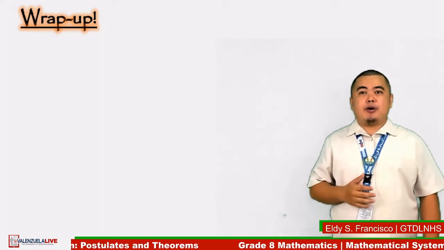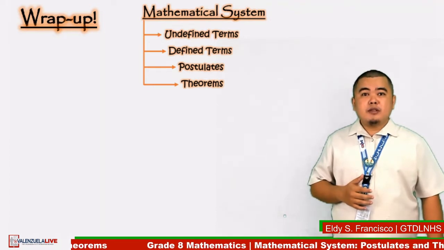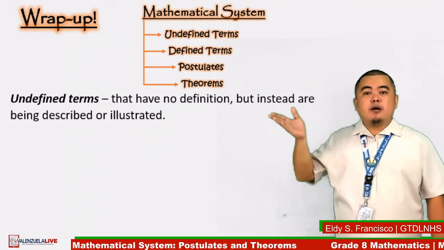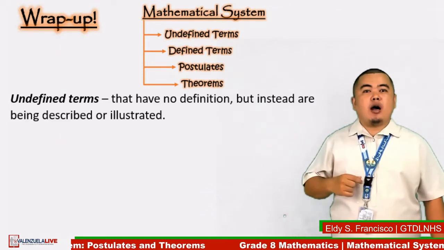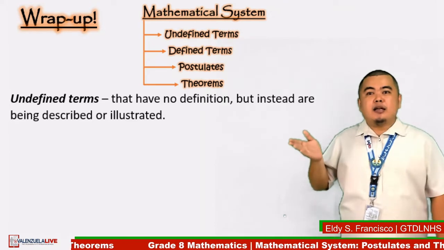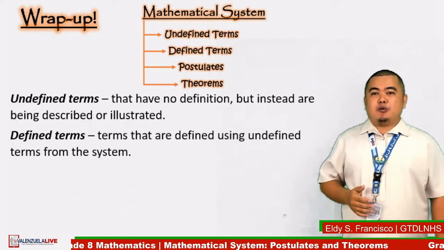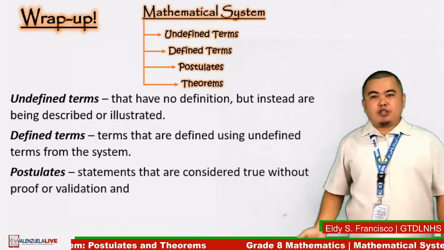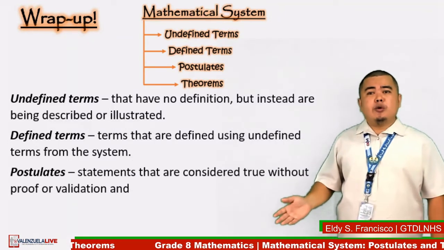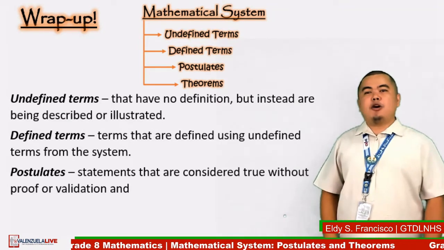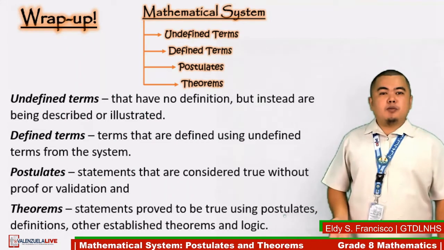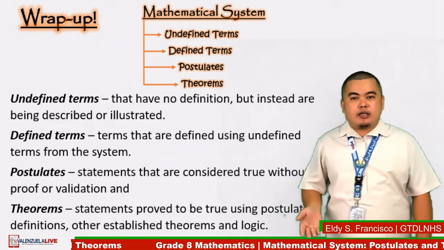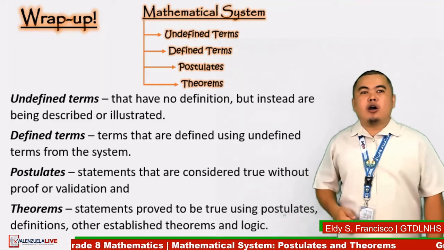Now, to wrap up our discussion today, which you can also take a screenshot of, the following important things to remember. So we have the mathematical system. A system composed of what? Composed of the following. We have the undefined terms that have no definition, but instead are being described or illustrated. And we have the defined terms, terms that are defined using undefined terms from the system. And postulates, statements that are considered true without proof or validation. And, of course, theorems, statements proved to be true using postulates, definitions, and other established theorems or logic.